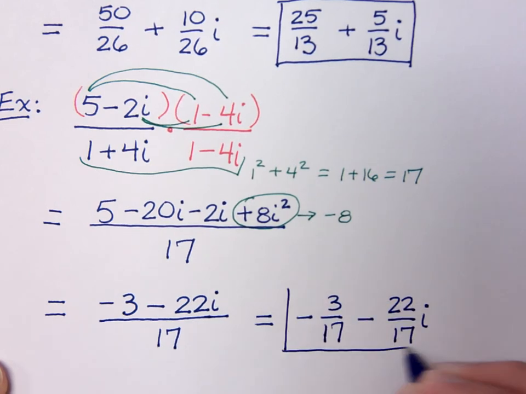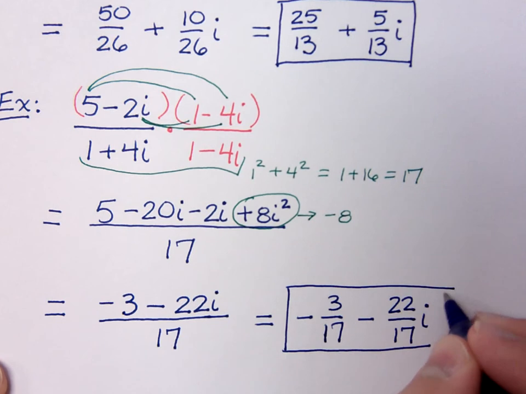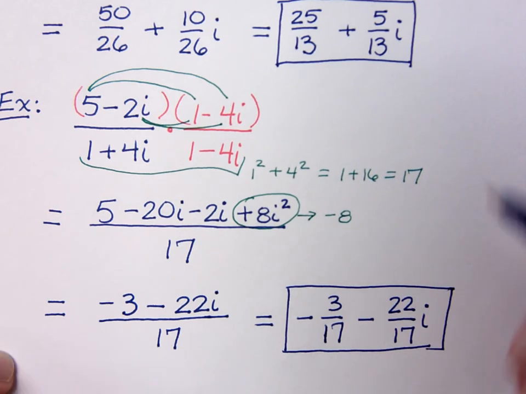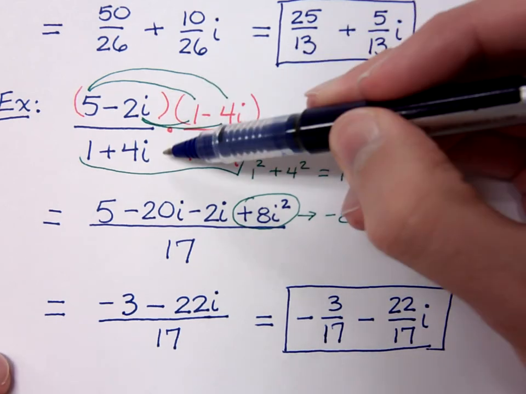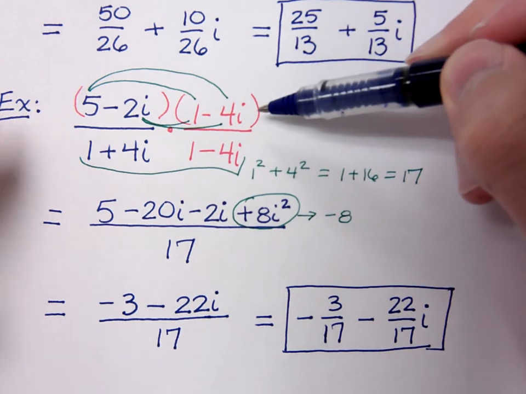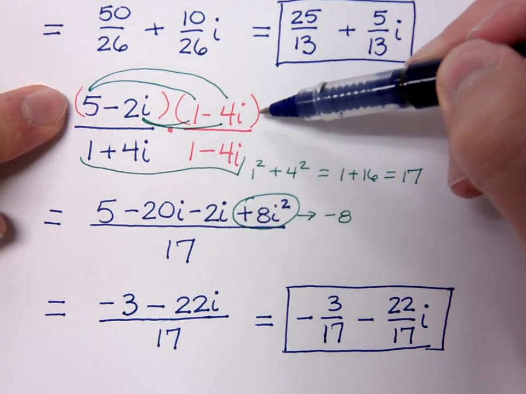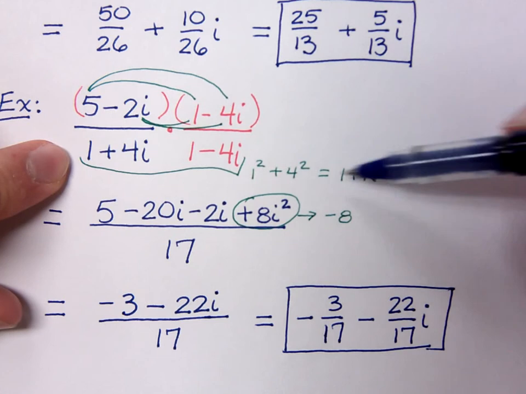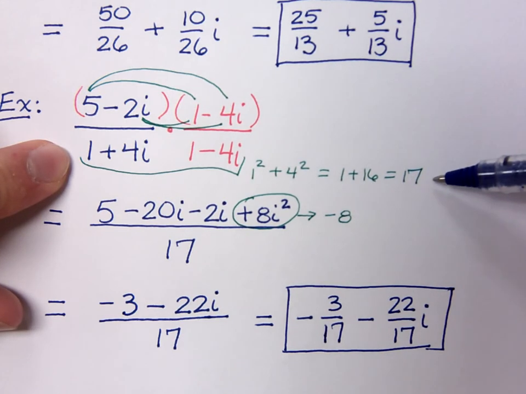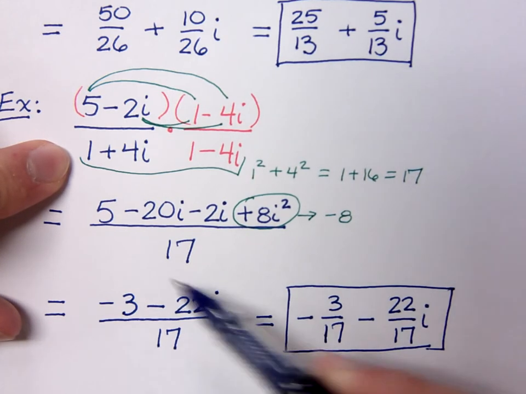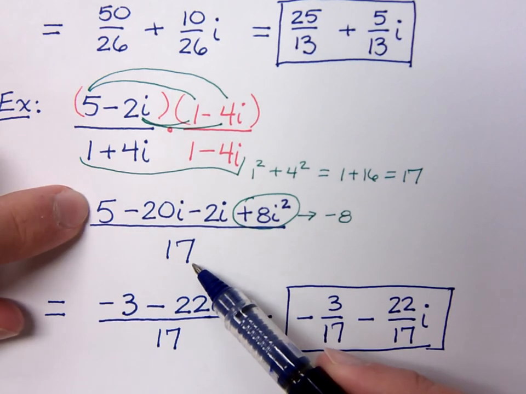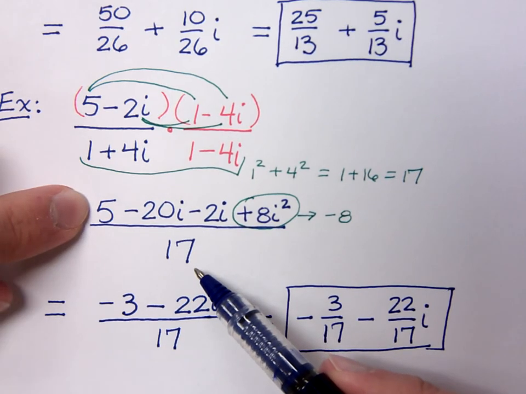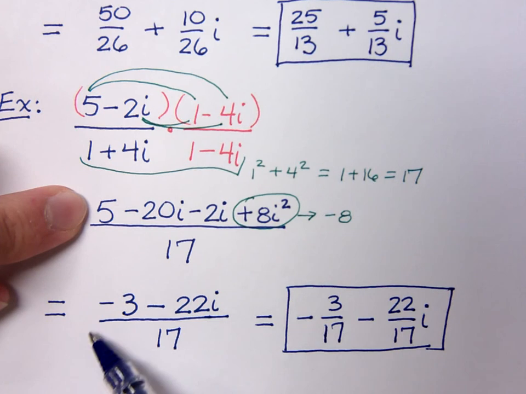This one was a little bit more difficult because you had a complex number in both the numerator and the denominator. Things got kind of messy because we had a FOIL in the numerator. The denominator was again that special product, the sum of squares, and that gave me 17. So here's 17 in the denominator, the product of those two binomials in the numerator, simplified, and now in standard form.